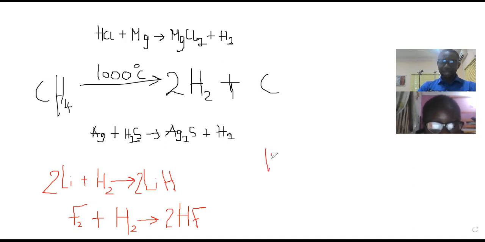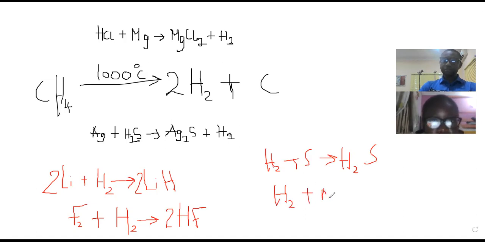Remember, I said hydrogen reacting with sulfur gives you H2S. Now, the same hydrogen reacting with nitrogen gives you NH3. So in balancing it, I think we have 2 here, and then we have 3 here.